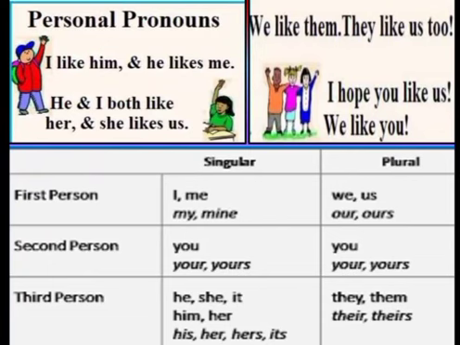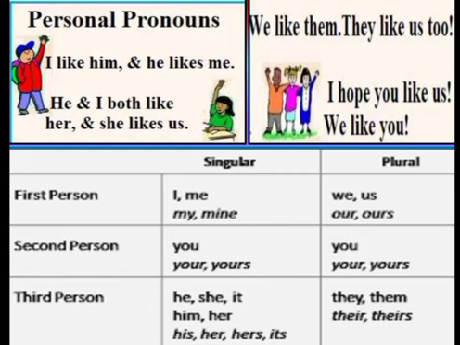Now in the slide here there are 2 parts. You can see personal pronouns. I like him and he likes me. He and I both like her and she likes us. We like them. They like us too. I hope you like us. We like you. Now here in the first part you can see I, him, he, me.